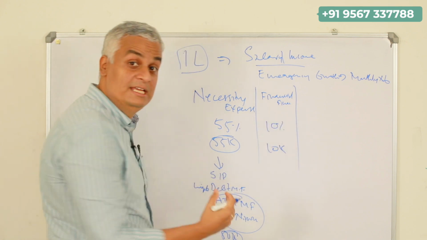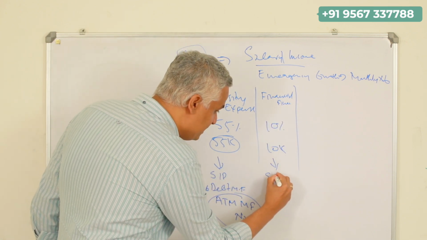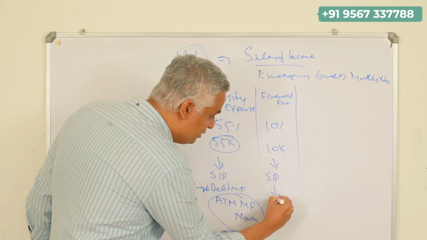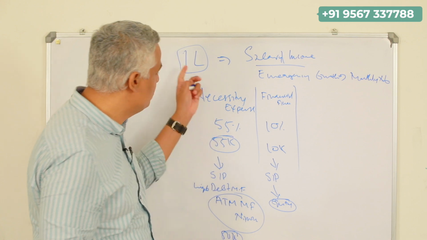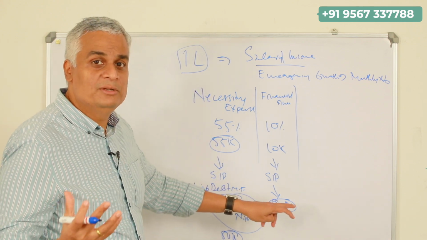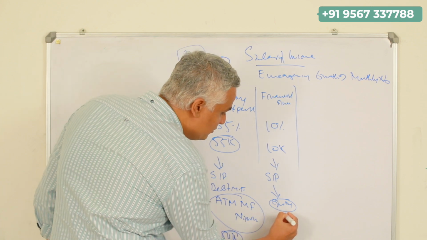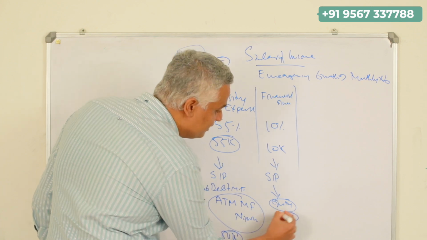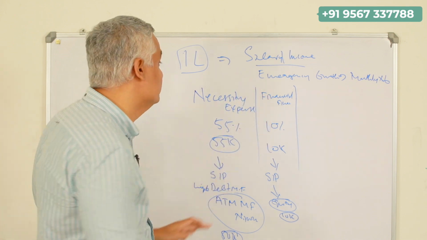Ideally we should be doing this for a longer period. This one you can use as an SIP linked to an equity fund. Based on your income, you can build the portfolio. Whatever equity fund you want, 10,000 rupees, you can keep as a financial freedom account. So that is the first thing.